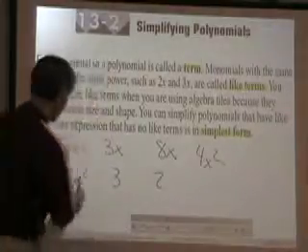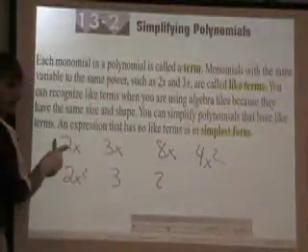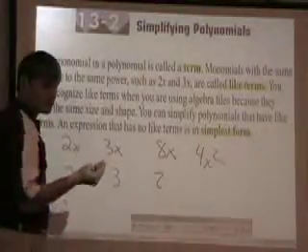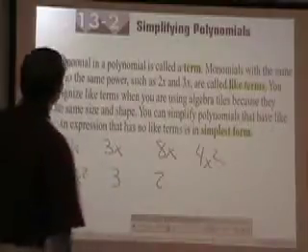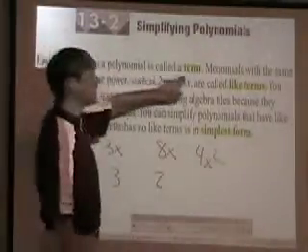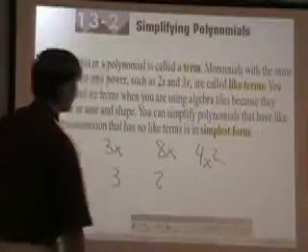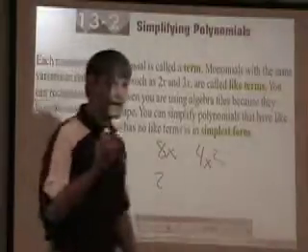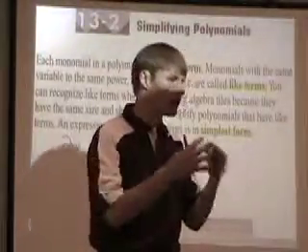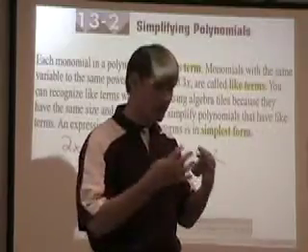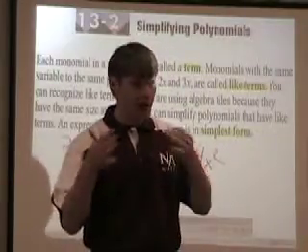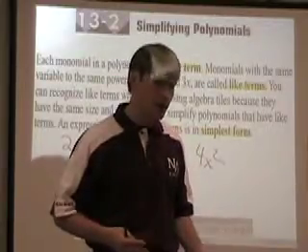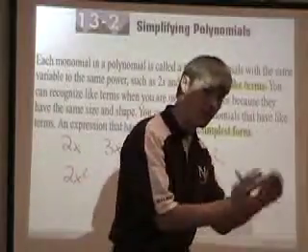Okay? This is a term. This is a term. This is a term. This is a term. So in other words, any monomial is a term. It says each monomial in a polynomial is called a term. Monomials with the same variable to the same power are like terms. We want to combine all the like terms. That's our goal when we simplify. Take all the terms that are like terms, which means they're alike, and put them together. And all the terms that aren't like terms, put them together with themselves, separate.